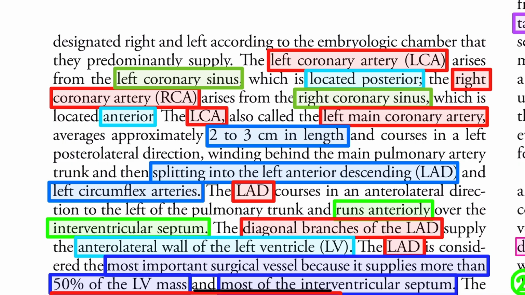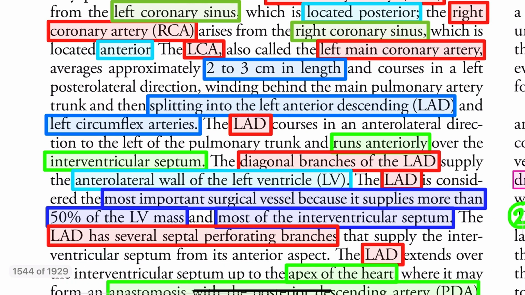Okay, now come to the left coronary artery. So it is also known as the left main coronary artery. Okay, so its length is around 2 to 3 centimeter. You can remember 3 centimeter LCA. So 3 centimeter. Okay, after a course of 3 centimeter.